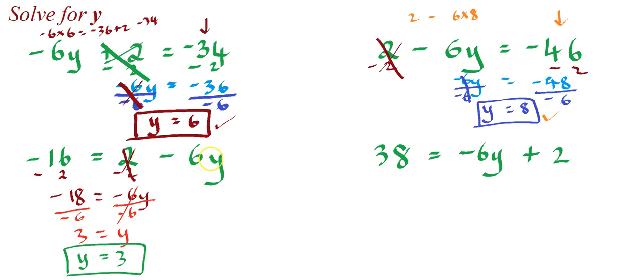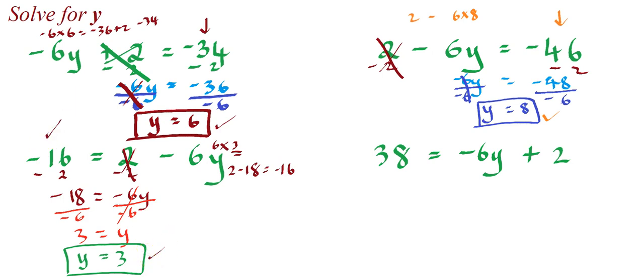But does y equal 3? We should have 6 times 3. We know what y is now. Y is 3. So 6 times 3, what is that? 18. And then we have 2 minus that. So 2 minus 18 equals negative 16, and that's what it says on this side, so this is correct.